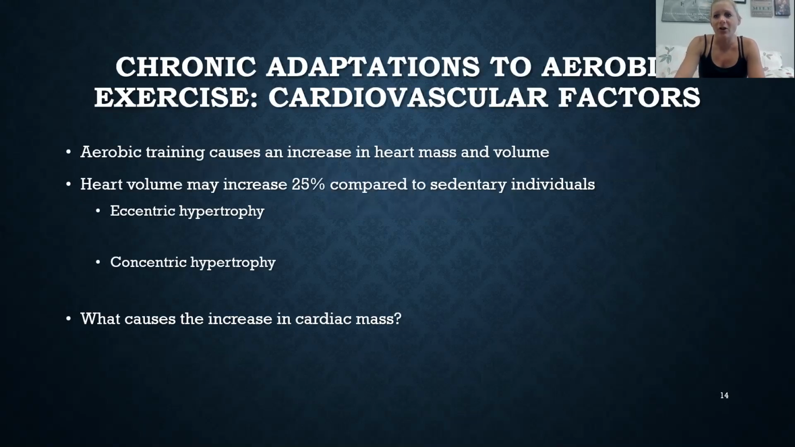So let's take a look at chronic adaptations associated with aerobic exercise. The first two that I want to take a look at are related to the heart. Regular aerobic exercise training, consistently over many weeks and many months, will cause an increase in heart mass and heart volume. The muscle mass associated with the heart will increase in thickness, and when we talk about volume, we mean the chamber volume. So the chambers will become enlarged and the walls of the heart will become thicker.